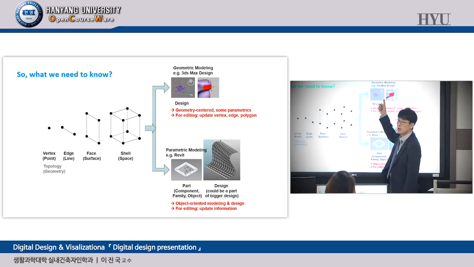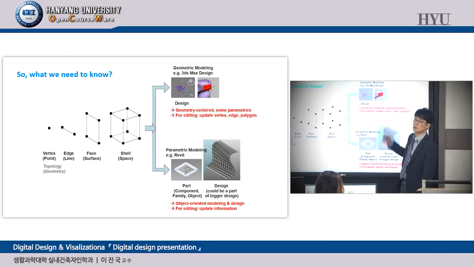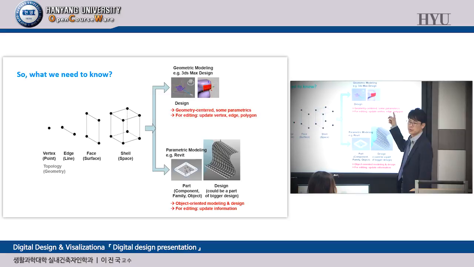Take a look. You know how to control light objects, materials, camera viewing, and this kind of modifiers, editable poly edits, geometry-centered, with some parameters. What kind of parameters? Width of the box, height of the box, those are the parameters, okay? For editing, updating vertex, edge, polygon, there are lots of geometric things you need to know and control.